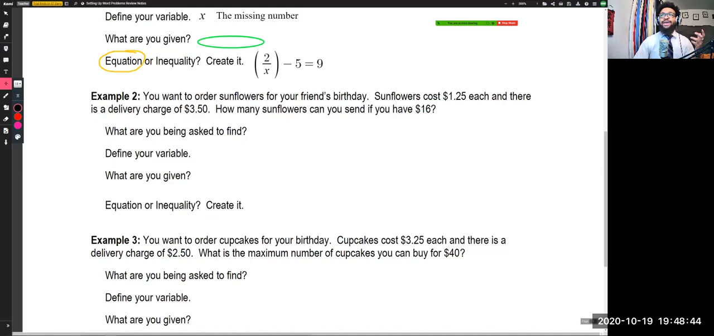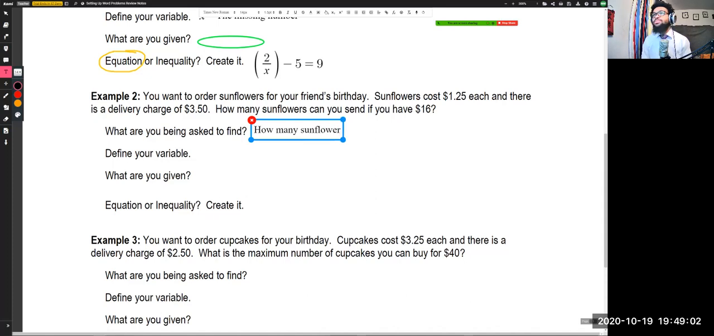Now, what are we being asked to find? We're being asked to find this portion here. How many sunflowers can we send for $16? So how many sunflowers can I send with $16? That's what I'm being asked to find.